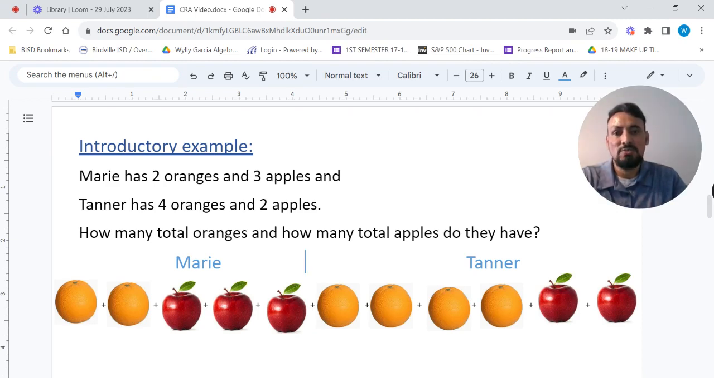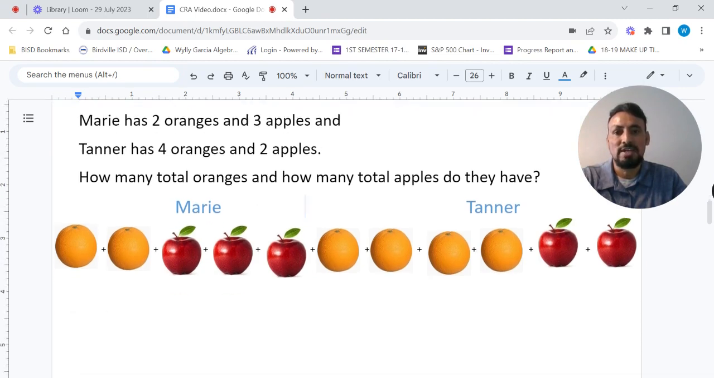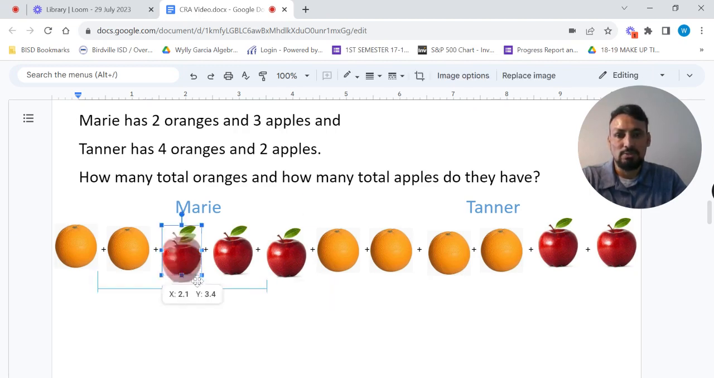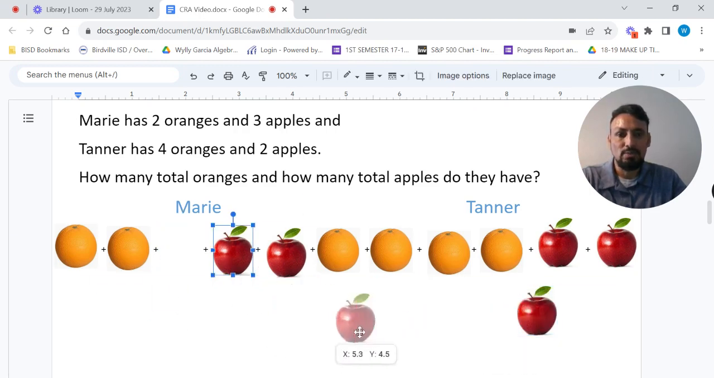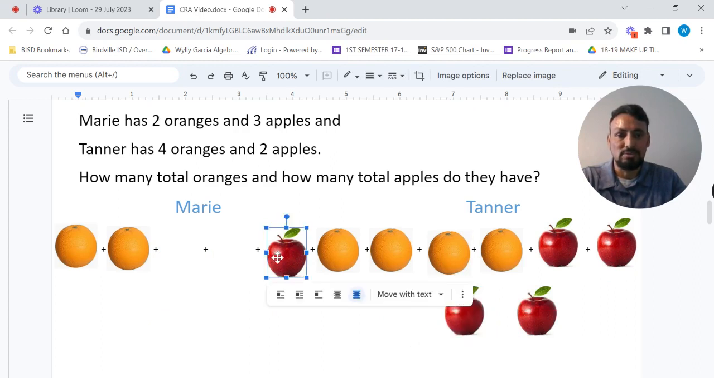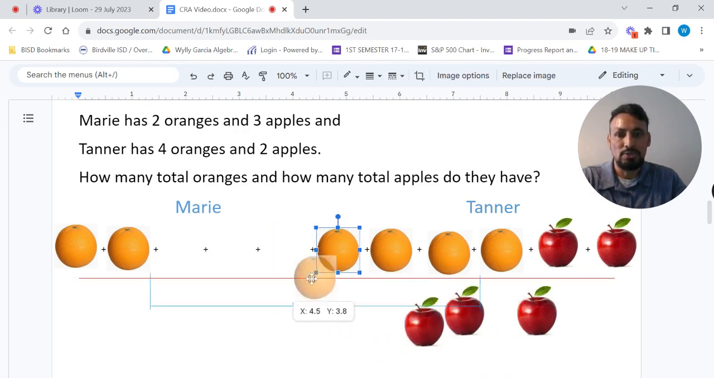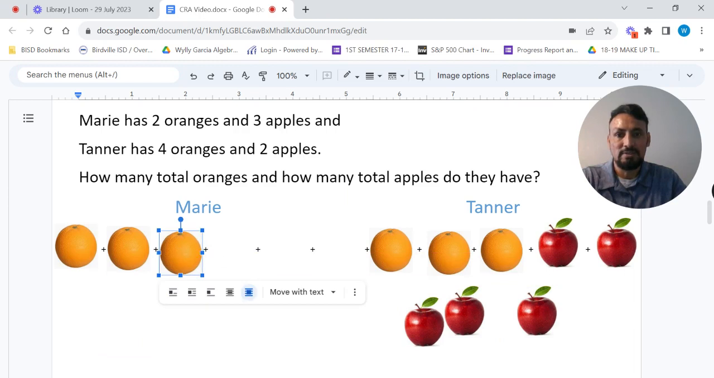I'm giving you pictures here so you can visualize what the problem is asking you. With these pictures, I'm going to rearrange. I'm going to have all the oranges on one extreme and all the apples on the other extreme. And the reason I'm doing this is because that's what you do when you combine like terms. So I'm going to move all the apples to the right hand side, and all the oranges will be to the left hand side.